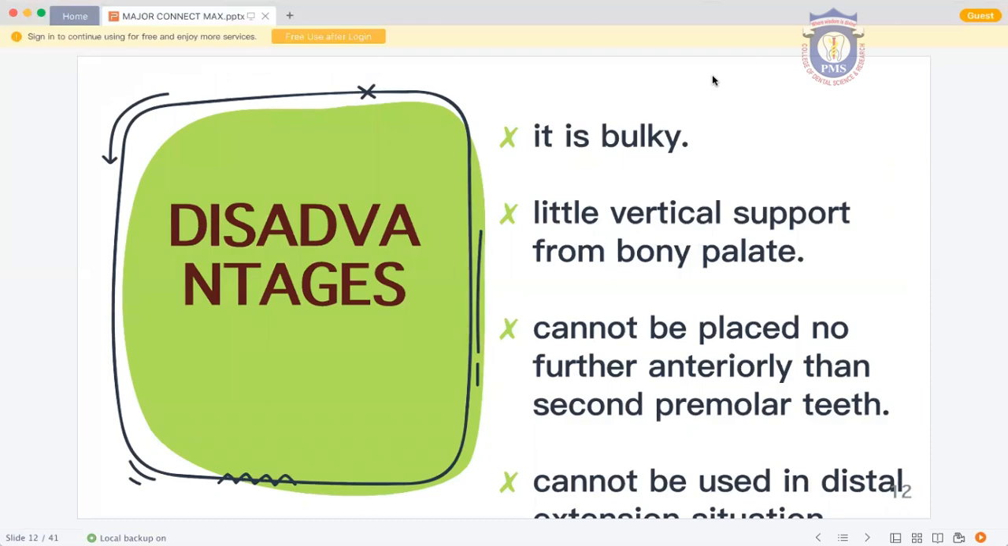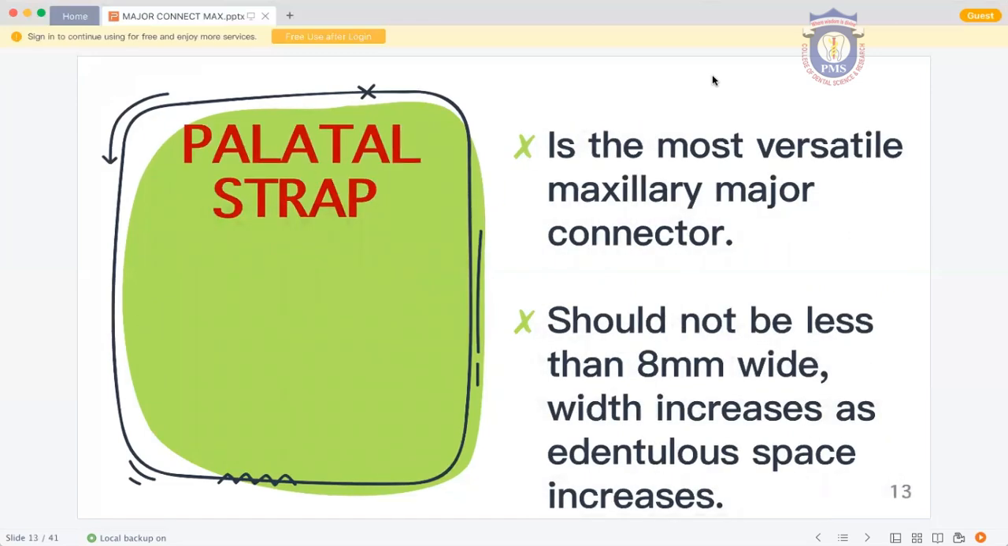The disadvantages are that it is bulky, has little vertical support from the bony palate, cannot be placed further anteriorly than the second premolar, and cannot be used in distal extension situations. So here we are going to see about the palatal strap.